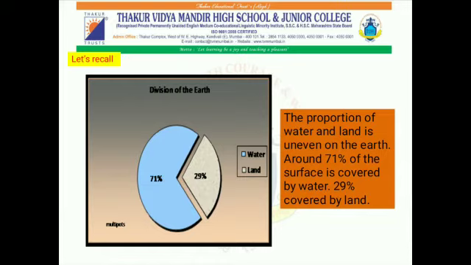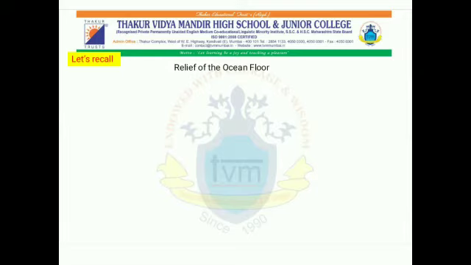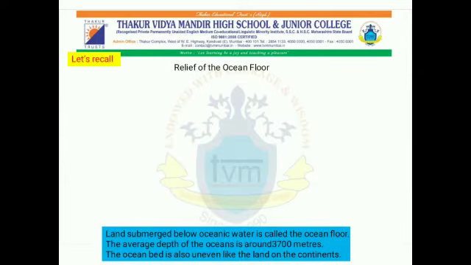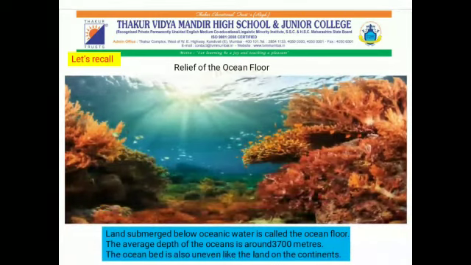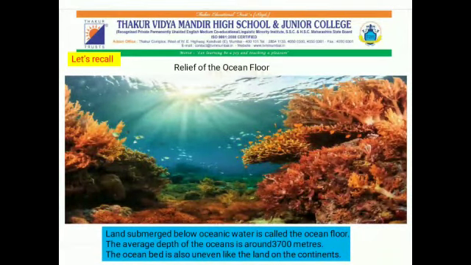Do you know, students, there is land below the ocean too, and even if the water has the same level, the land submerged is not even. So what do you mean by the relief of the ocean floor? We have learned that land submerged below the oceanic water is called the ocean floor. The average depth of the oceans is around 3,700 meters. But the ocean bed is uneven like the land on the continents. The ocean floor relief consists of all the submerged landforms, and the structure of the ocean floor differs from ocean to ocean.